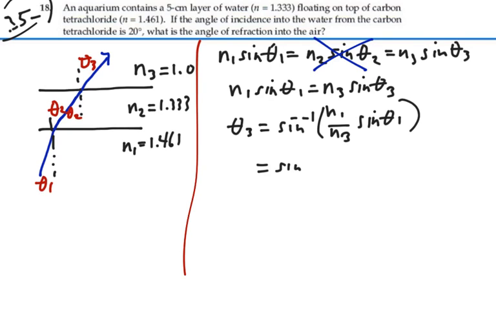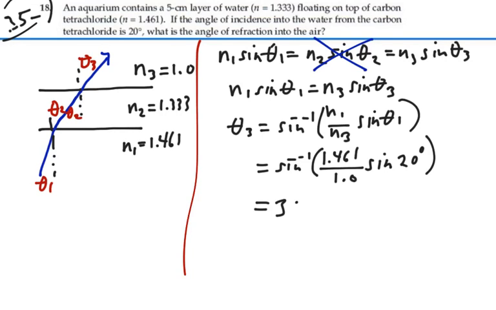And that's going to be the inverse sine. Index 1 is the carbon tetrachloride, 1.461. Index 3 is air. And our incident angle from the carbon tetrachloride into the water is 20 degrees. So what is that? .98, so we say 30 degrees, 30.0 degrees into the air. So our angle of refraction into the air is 30 degrees.